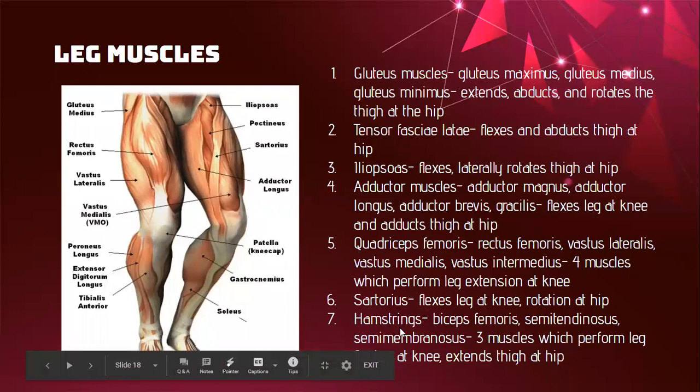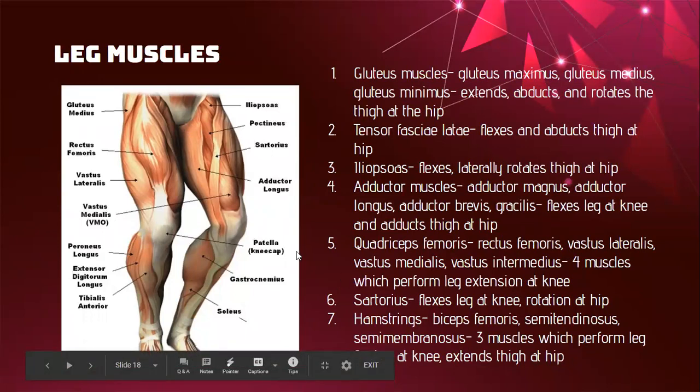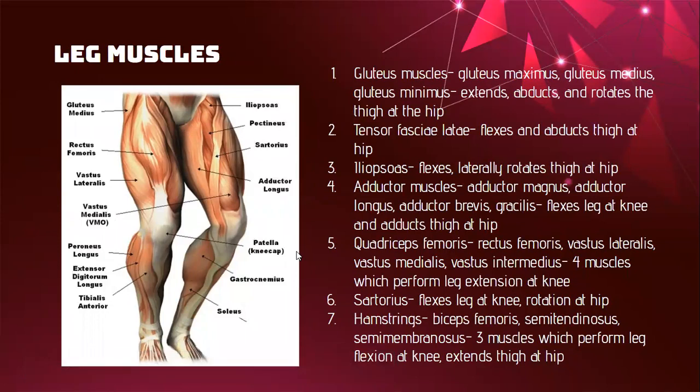And then we have your hamstrings, which are on the back of your legs, not pictured in this picture, but your hamstrings are 3 very powerful muscles. They perform leg flexion at the knee and extend your thigh at your hip, and those 3 muscles are the biceps femoris, the semitendinosus, and the semimembranosus. And those are on the back. Yeah, I think those are the most important ones.